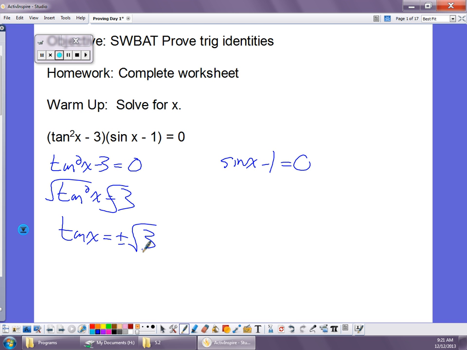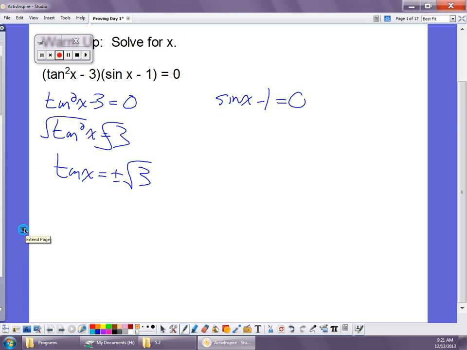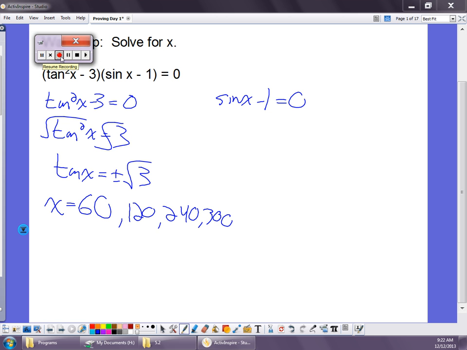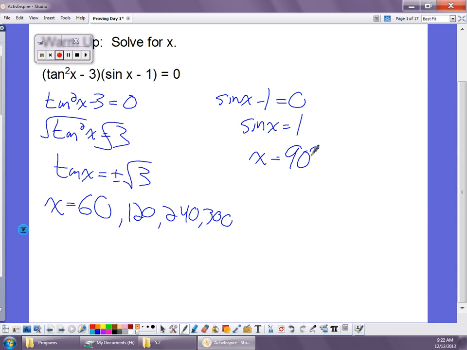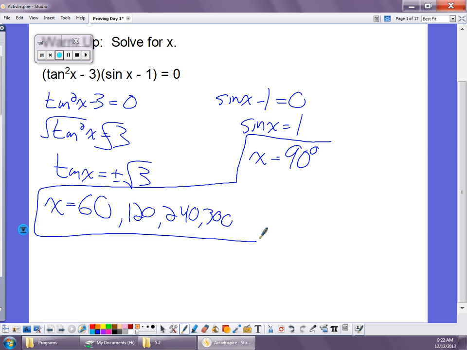If it's plus or minus, you need whatever angle that is in all four quadrants. So root 3 for tangent is what angle? 60. So x equals 60, but you have to also have 60 degrees in quadrant 2, 3, and 4. So that would be 120, 240, and 300. Okay? And then over here, we have sine x equals 1, so x would equal 90.